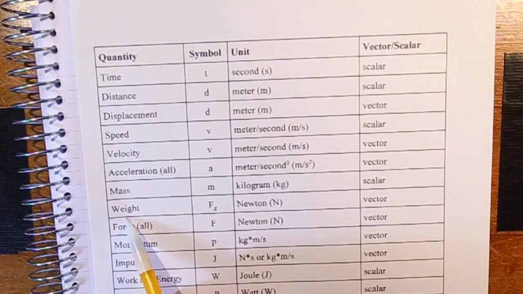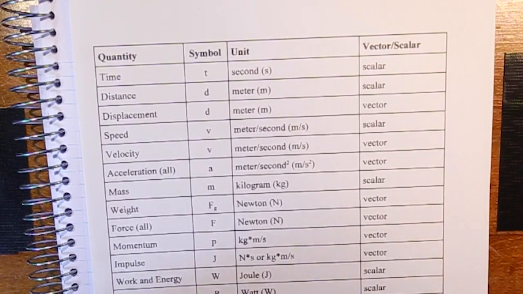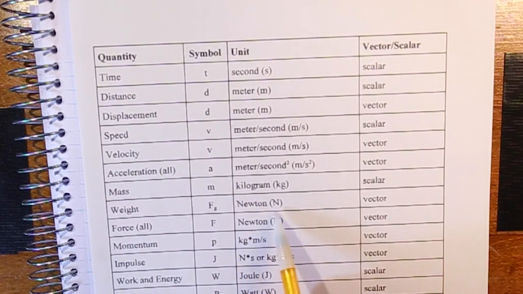Weight seems like it might be a scalar because you say, oh, I jump on a scale and I'm 160 pounds. But you actually have a direction, and that direction is down. The acceleration due to gravity has a downward component, so your weight has a downward component. So therefore, weight, which is measured in newtons, is a vector. So we really wouldn't say 160 pounds, we might say 820 newtons.